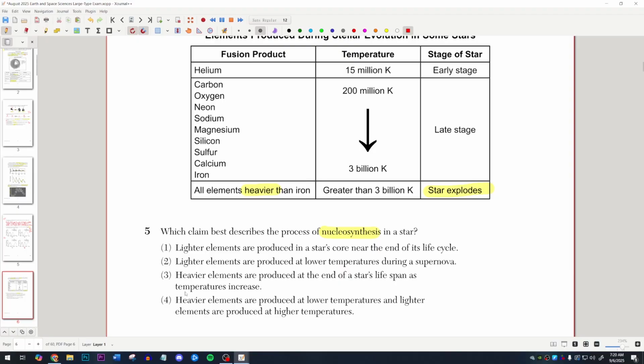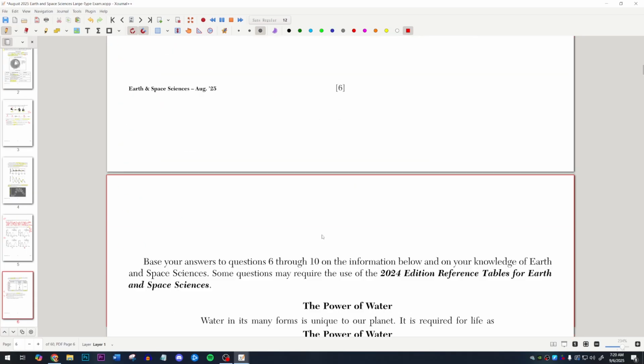Lighter elements are produced at lower temperatures during a supernova. No, because the lighter elements are all here, so there was no supernova at that point. Heavier elements are produced at the end of a star's lifespan as temperatures increase. Yeah, that sounds right. Heavier elements are produced at low temperatures. No. So this is the answer. I mean, that question honestly was super easy, so I'd say that's like a 2 out of 10, and we did not need the reference table. So far, no reference table needed.